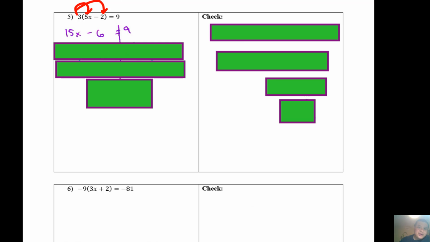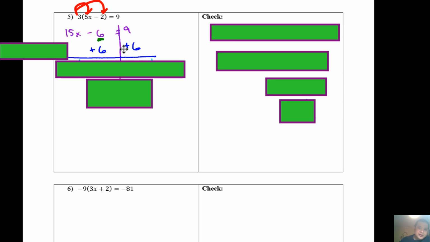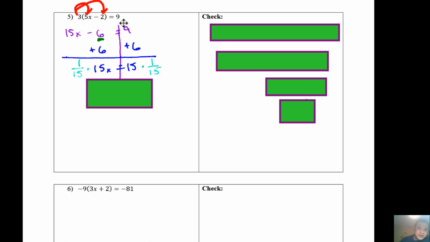We're going to get rid of the constant again, which is this negative 6 right here, and we're going to get rid of it by adding 6 to both sides, which gets us 15x equals 15. 9 plus 6 is 15. Multiply both sides by 1/15, and we get x equals 1, because those cross out.